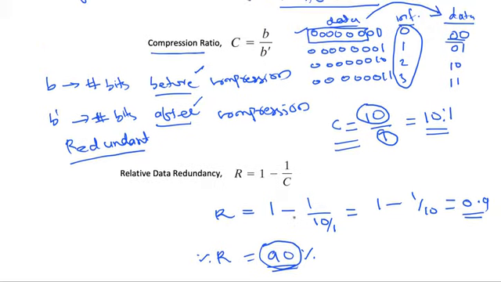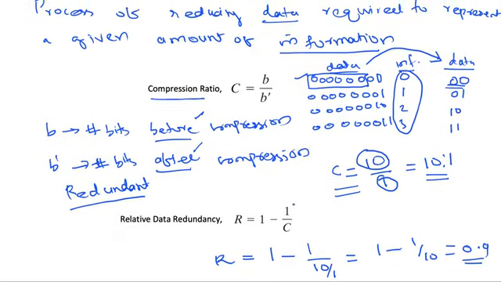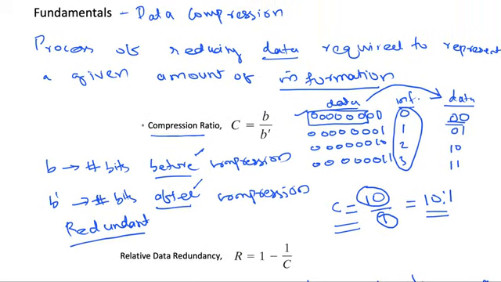Okay, so these are the two major terms that we need to discuss while discussing topics related to data compression. Compression is the process of reducing the data required to represent a given amount of information. You have to understand the difference between data and information. Data is the way of representing certain information, and I can have several kinds of representation. So data compression means we want the minimum amount of data to represent the information. And the compression ratio is the ratio of the number of bits in one format to the number of bits in another way of representation.